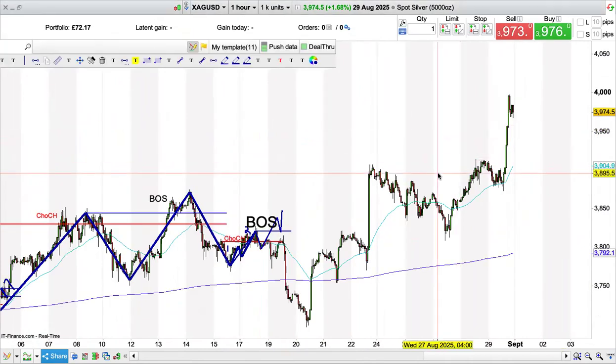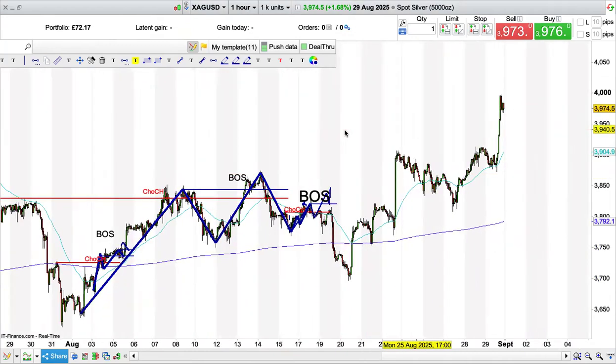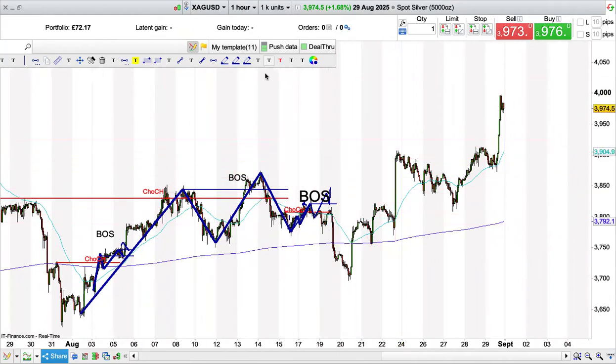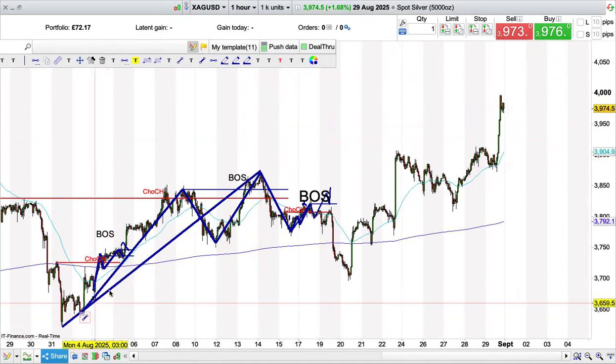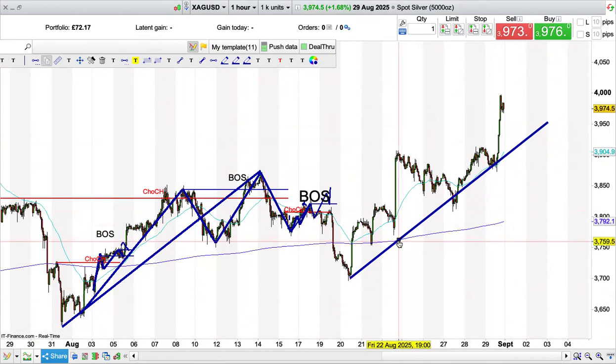Silver also exploding to the upside. 39.74. I mean, big moves. Change, break. We did get the close above there, but very difficult to see. But what I can show you at the minute is this has completed a nice harmonic pattern. So that length here, AB, is equal to CD pretty much.